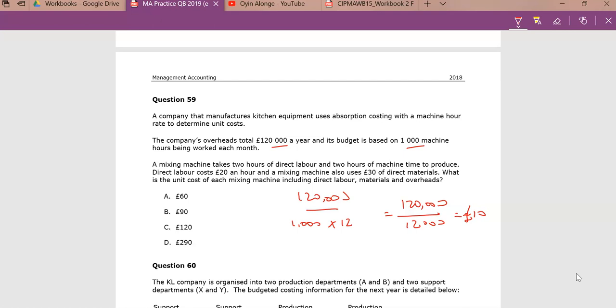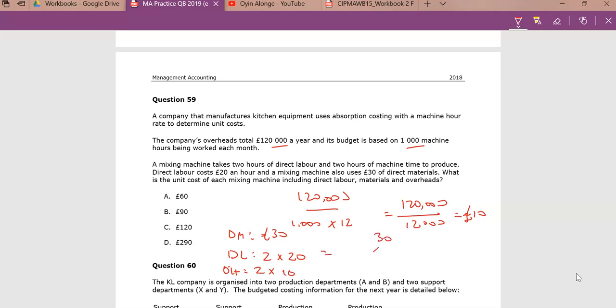Let's just do the direct material first. So your direct material is £30, and then in terms of direct labor, it takes 2 hours of direct labor, and direct labor is £20 an hour, and then 2 hours of machine time. In terms of machines, we don't pay them. And then we have the overheads, which are spread over machine hours, so there's 2 hours of machine time, and we're absorbing at £10 on every machine hour.